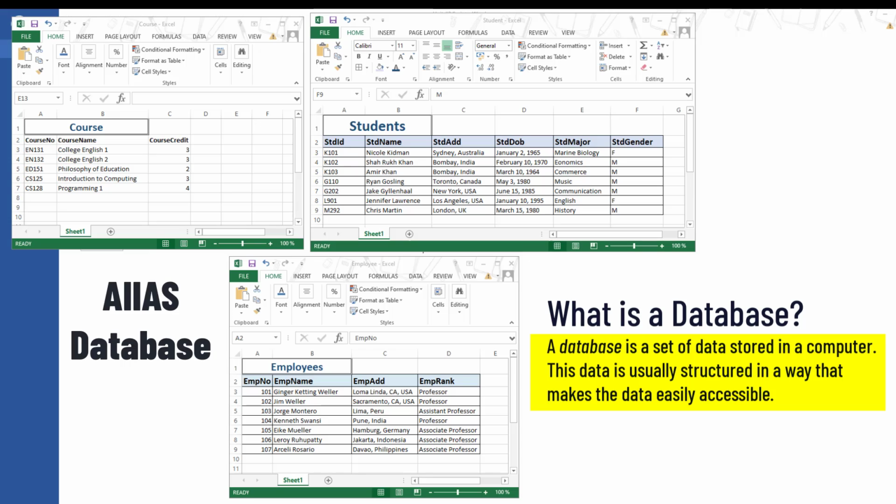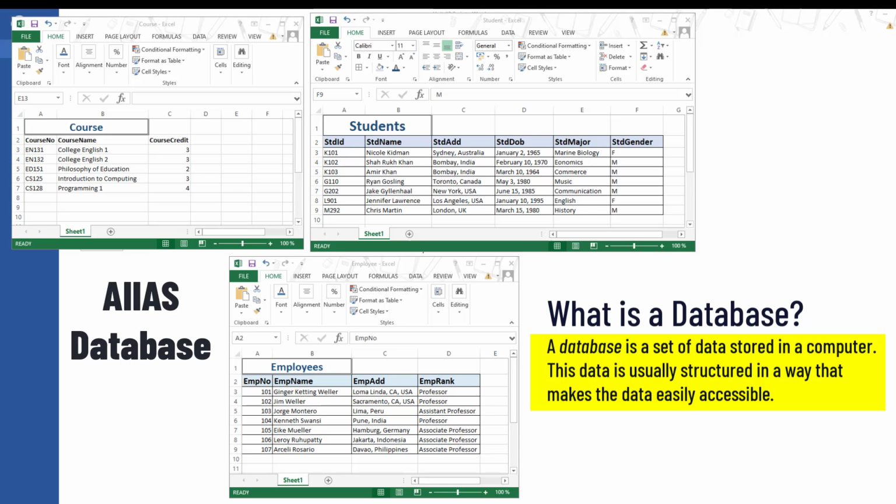So this AIIAS database that we have here completely satisfies our definition of what a database is, because these are Excel files saved on our computer and they are easily accessible, and it contains records of entities and instances of entities that satisfies the definition of what a database is.